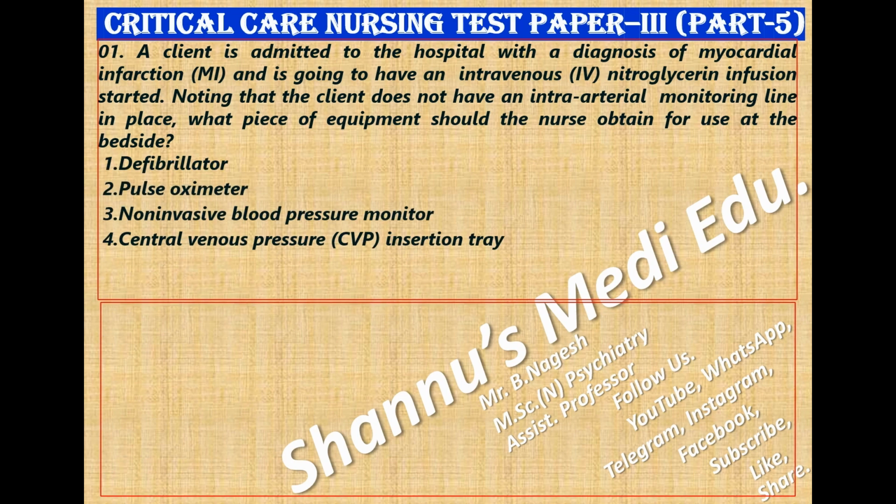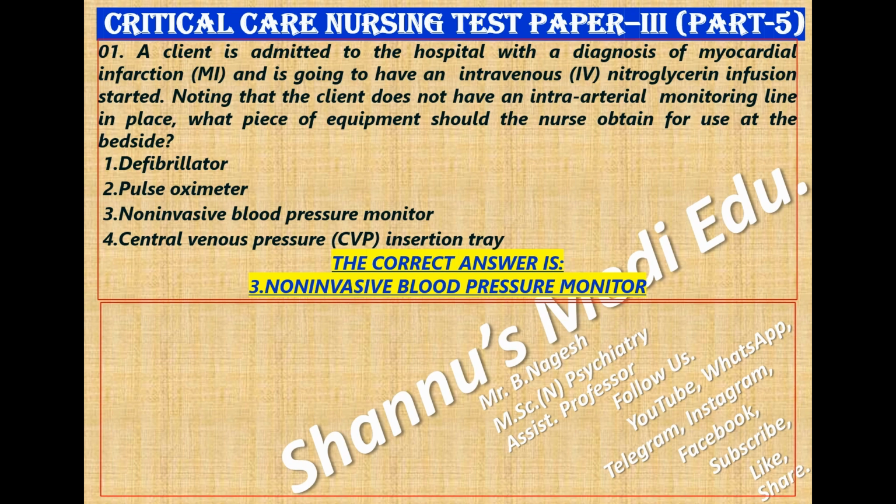Option 1 is defibrillator. Option 2 is pulse oximeter. Option 3 is non-invasive blood pressure monitor. Option 4 is central venous pressure (CVP) insertion tray. The correct answer is option 3, non-invasive blood pressure monitor.